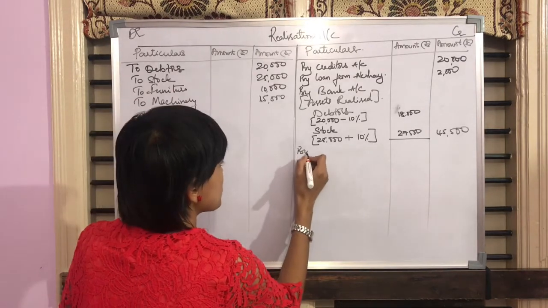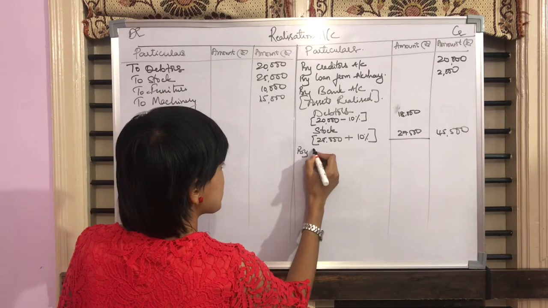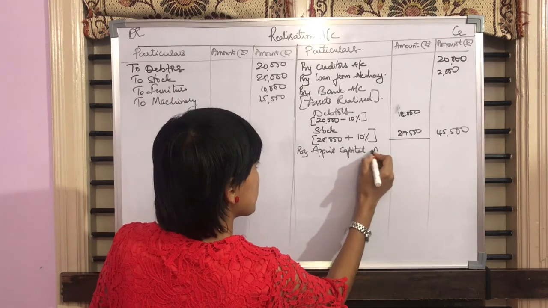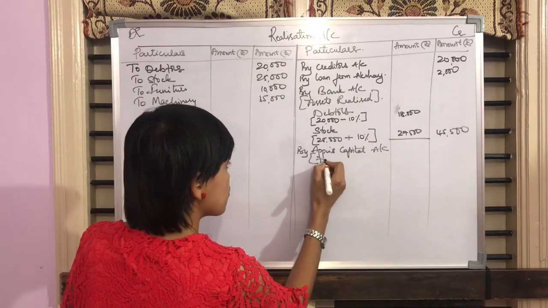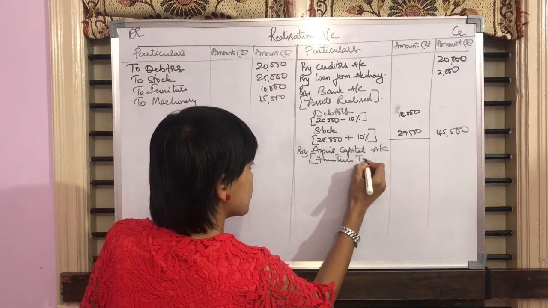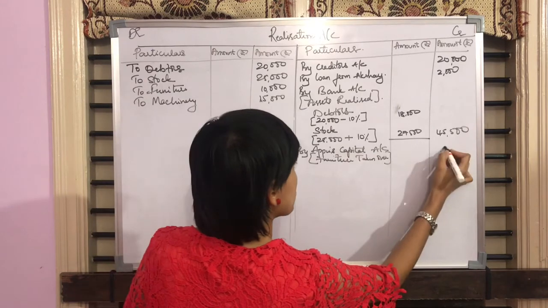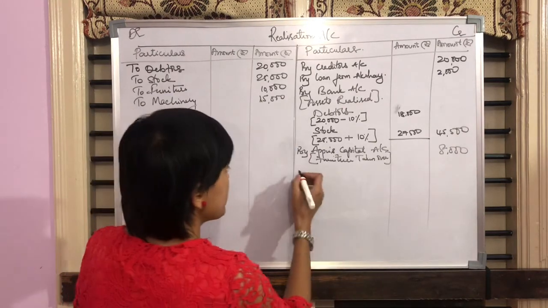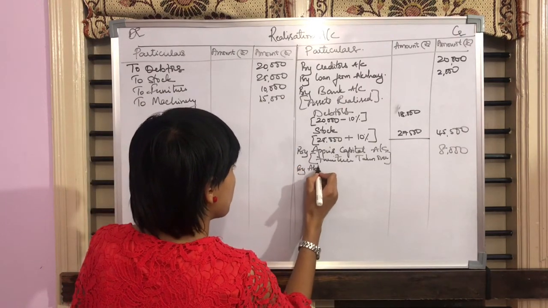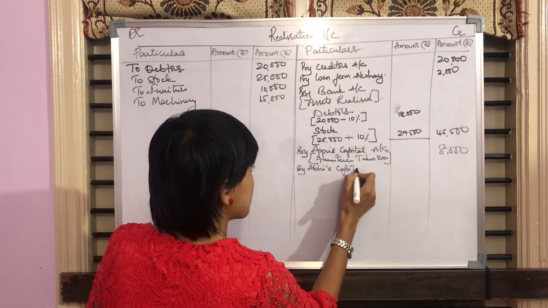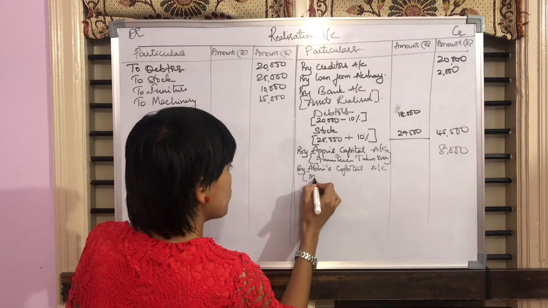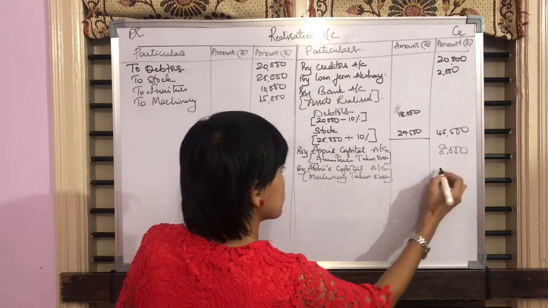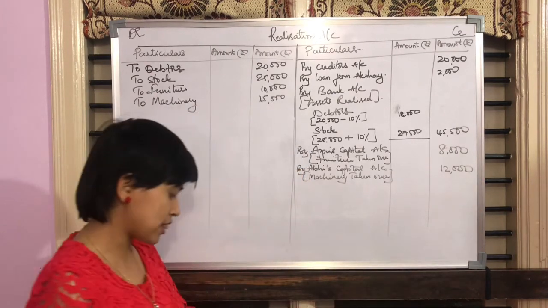So whenever the partners are taking over the assets, write it on the credit side as by Apu's capital account. Apu is taking over furniture. So furniture taken over at a book value of rupees 8,000. Likewise, machinery is taken over by Abhi. So write it as by Abhi's capital account. He's taking over machinery. So write it as machinery taken over. Value of the asset is 12,000.